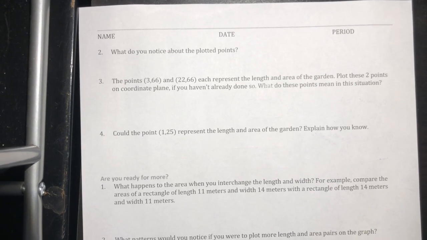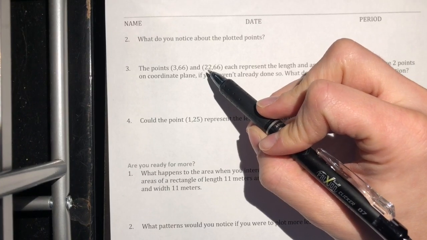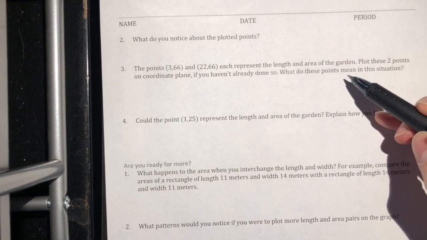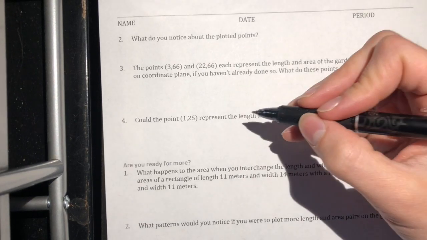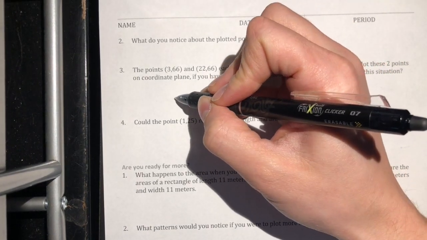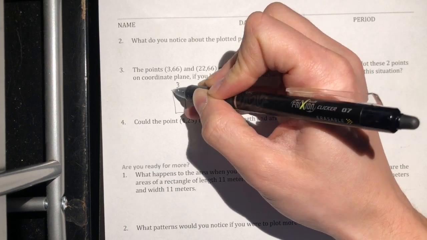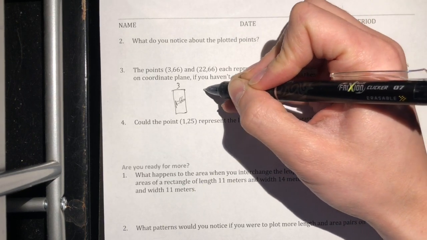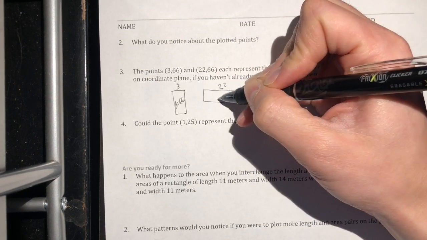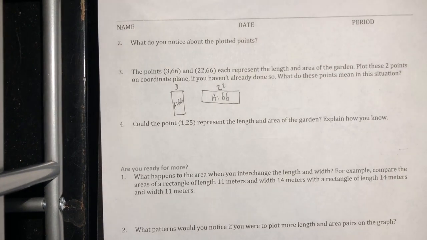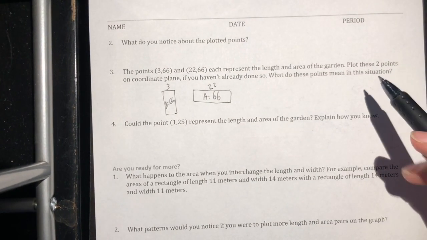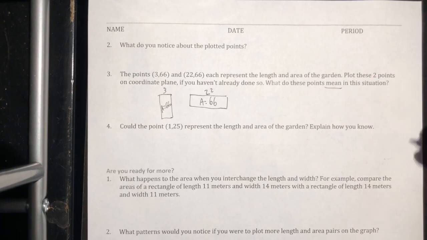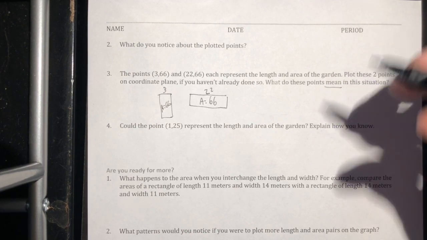So let's add some more points. The points 3, 66 and 22, 66 each represent length and area of the garden. So basically, they're saying that if a rectangle has a length of 3, the area is 66. And if the length is 22, the area is 66. Interesting. Think about why that is. And we're going to plot these 2 points on the plane. And what do these points mean in the situation? So think about that, and I'll go plot them.